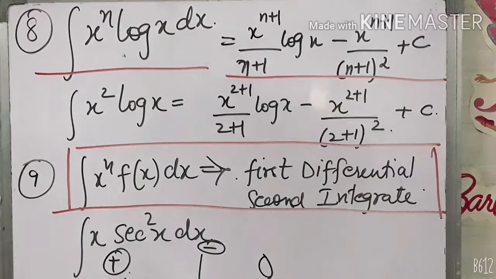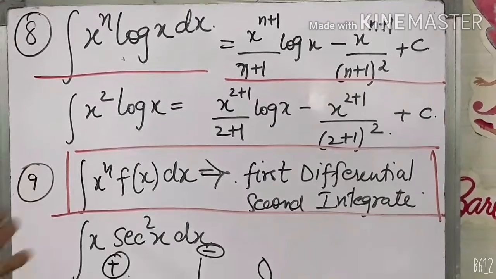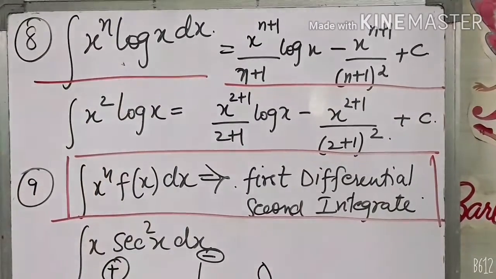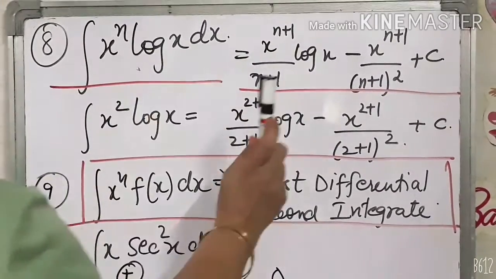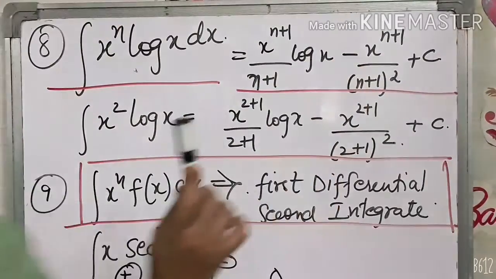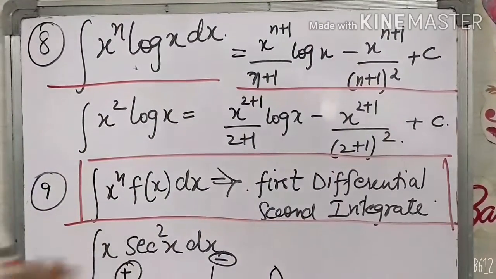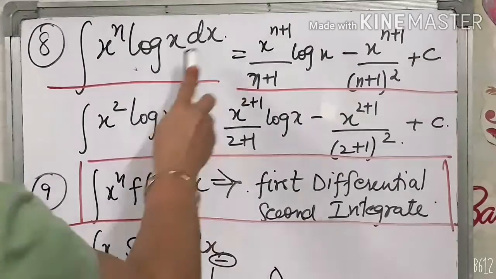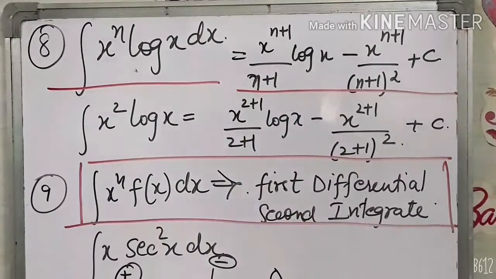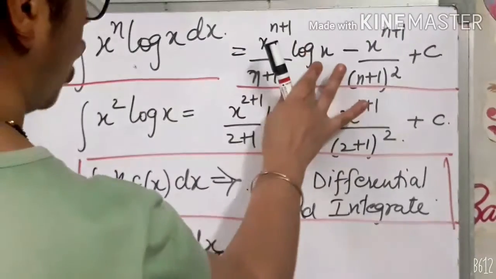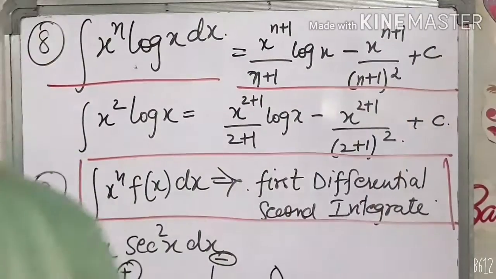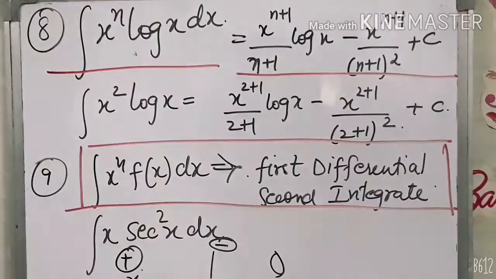Make a note. Now, eighth form is very important form. It is an isolated form, x to the power n log x into dx. Simple. Whenever log is multiplied, please remember that. When the form is like that, then you do like this form. Otherwise, if sin x or cos x, so there will be another integration. X to the power n log x into dx is equal to x to the power n plus 1 by n plus 1 into log x minus x to the power n plus 1 by (n plus 1) whole square plus c.